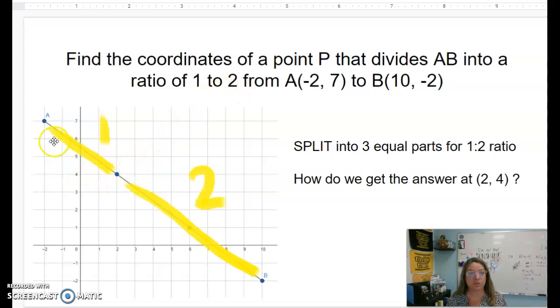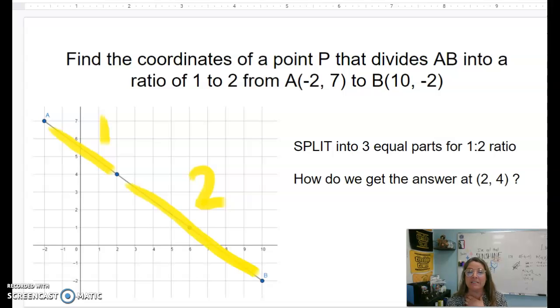On the graph, it looks like having your line split into 3 separate pieces, where one of the equal parts is the ratio from the 1, and then 2 of the parts together is the ratio to 2. Here it is again split into 3 equal pieces, so the ratio 1 to 2 looks like that. The question is, how do we get this point right here? How do we get numerically that answer at 2, 4? I'll show you numerically how that works in just a second.